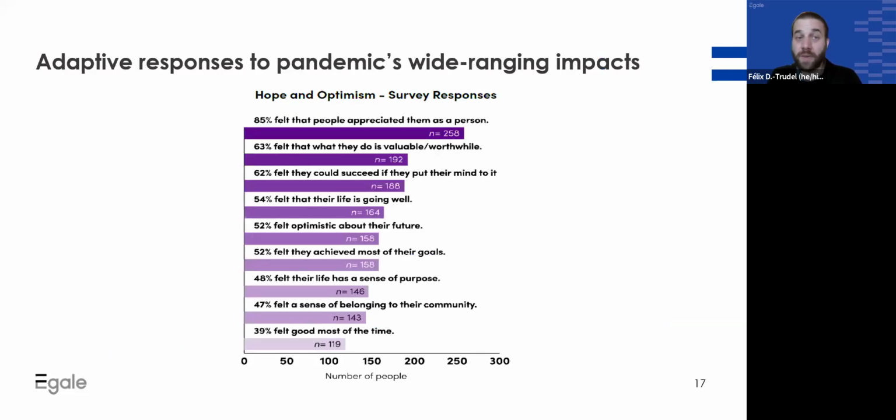In addition to asking people about the pandemic's impacts on social determinants of mental health, we also wanted to get a sense of adaptive responses to these impacts. We used many metrics to measure hope and optimism, as you can see on the graph right here. And we found, for example, that 52% of survey respondents felt optimistic about their future, 47% felt a sense of belonging to their community, and 39% felt good most of the time. While these numbers should be higher, and we hope that they will get higher in the future, it is a silver lining given the severe impacts of the pandemic.